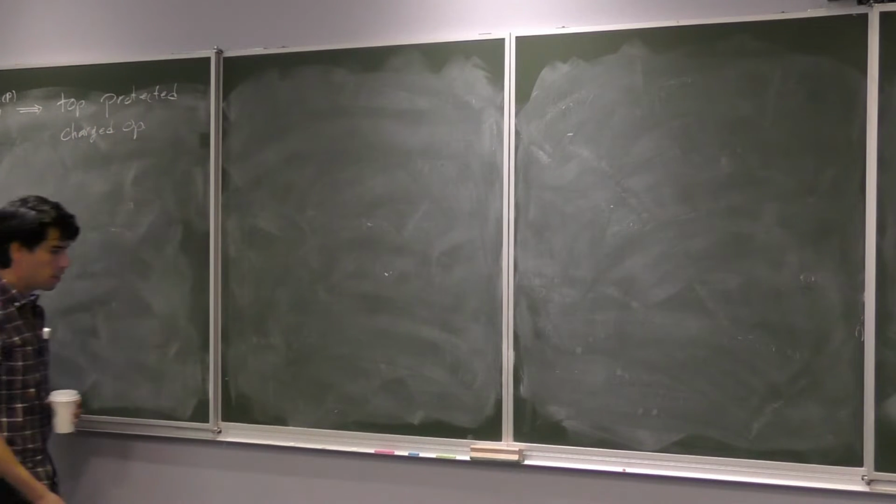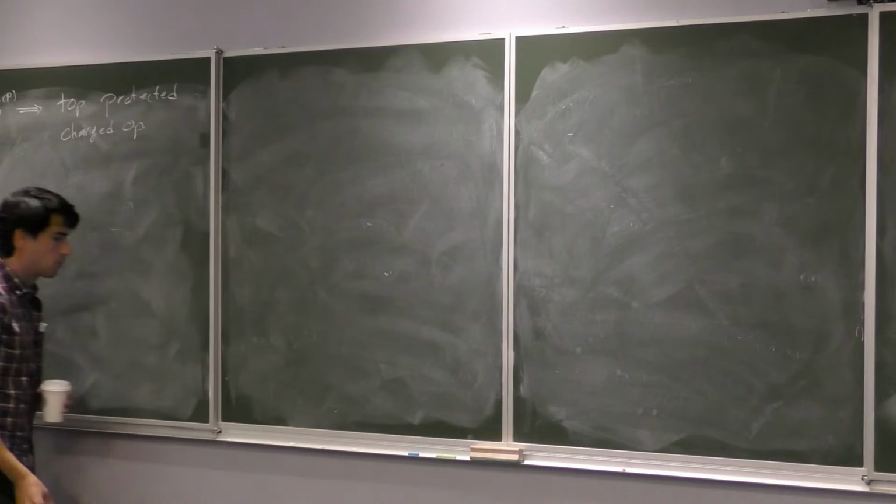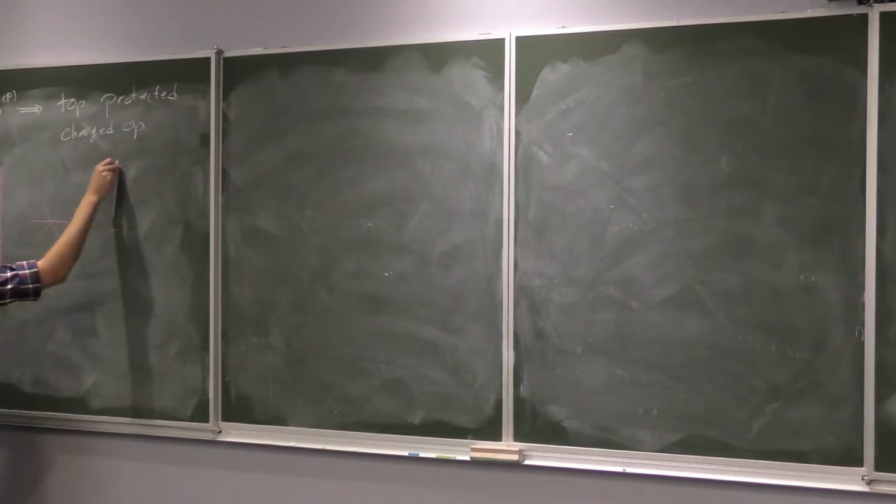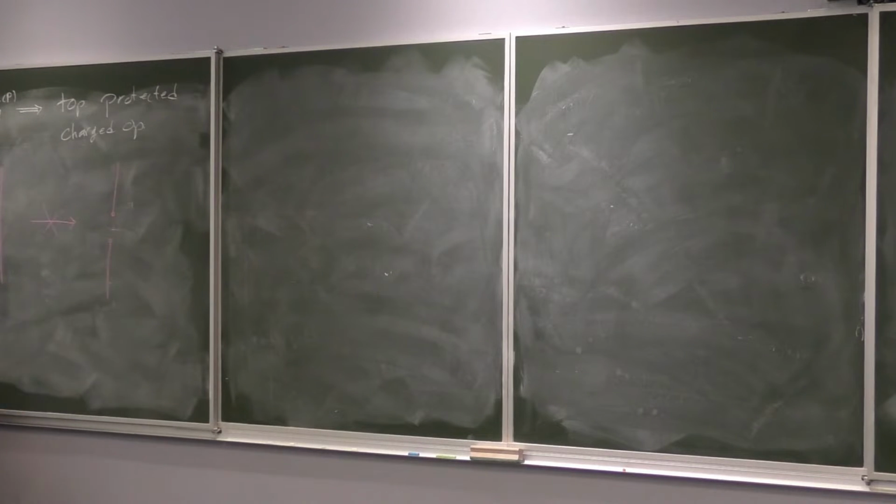And the way to see that is the following. So imagine, and first actually maybe I should say what I mean by topologically protected. What I mean is that if you have any sort of charged operator, for it to be topologically protected, it means you're not allowed to cut it in any way.